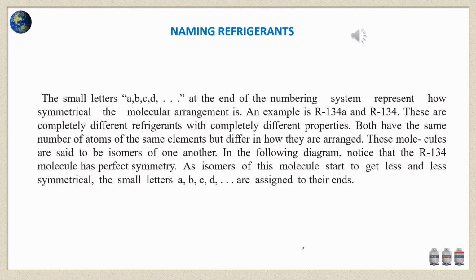The small letters A, B, C, D at the end of the numbering system represent how symmetrical the molecular arrangement is. An example is R134A and R134. These are completely different refrigerants with completely different properties. Both have the same number of atoms of the same elements, but differ in how they are arranged. These molecules are said to be isomers of one another. In the following diagram, notice that the R134 molecule has perfect symmetry. As isomers of this molecule start to get less and less symmetrical, the small letters A, B, C, D are assigned to their ends.